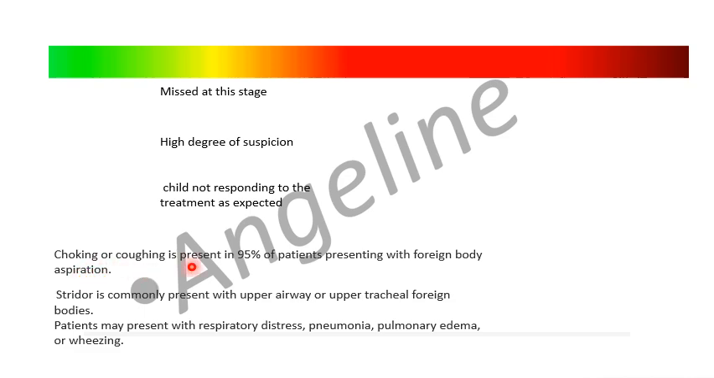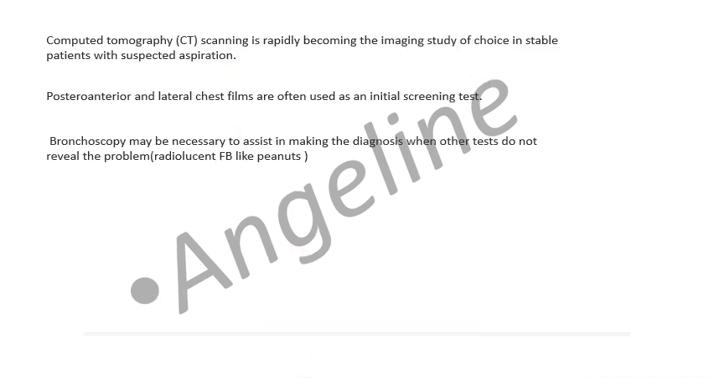So choking or coughing is present in up to 95% provided he has been supervised. If the parent himself doesn't know, there is no clue. Stridor is commonly present. Stridor will be here, you will pick it up. Patients may present with respiratory distress, no problem. They may present just with pneumonia and you'll be treating the pneumonia without knowing the inciting factor is a foreign body, it has got lodged in a bronchus and caused a collapse and pneumonia. Or it can be plain wheezing, they'll be sitting in this stage.